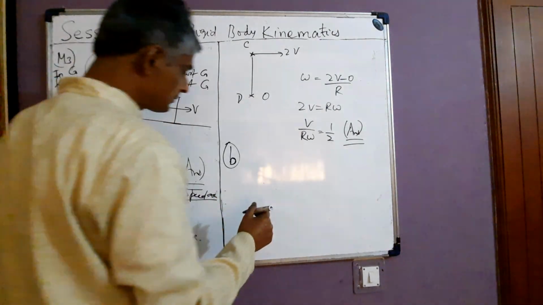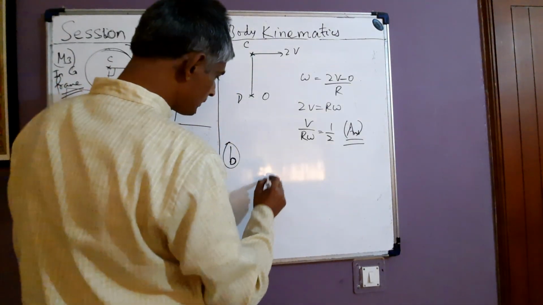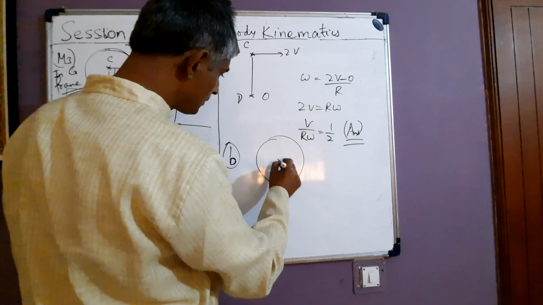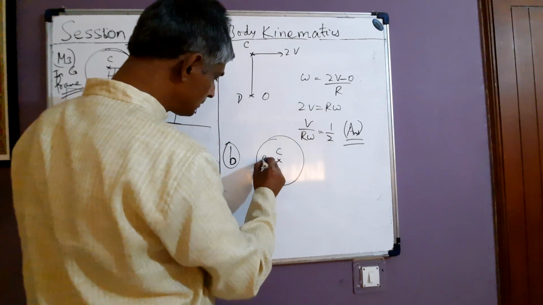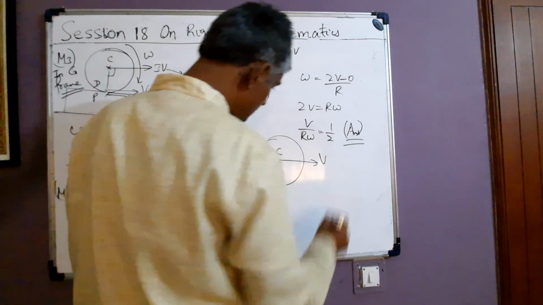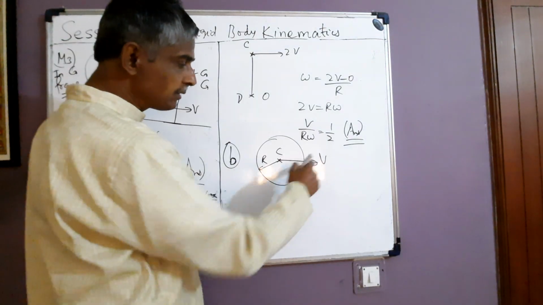So part B is this. This is the drum. This is the center C of the drum. R is the drum radius. Center C moves at a constant speed v with respect to ground.